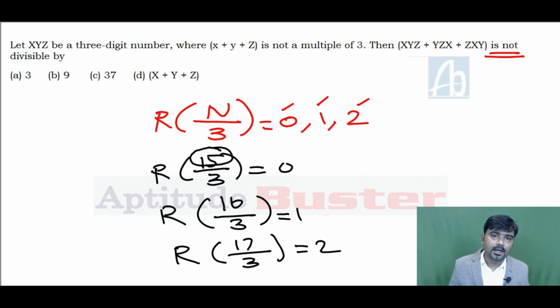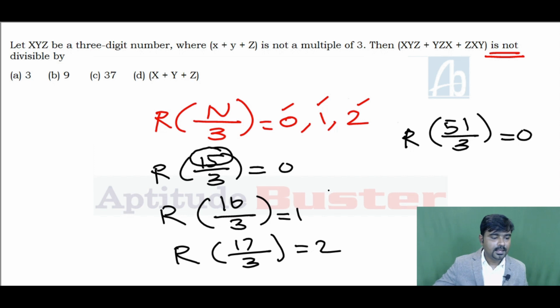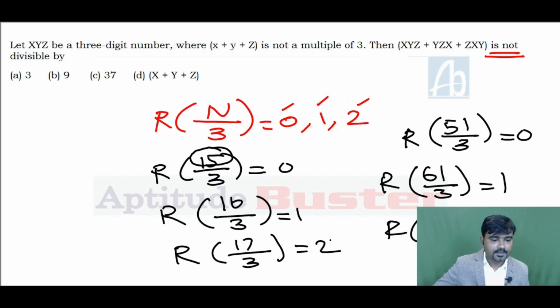If you rearrange the order, for example, instead of 15, if I take 51 divided by 3, the remainder is 0. If I take 61 divided by 3, the remainder is 1. Instead of 17, I take 71 divided by 3, the remainder is 2. If you rearrange the order also, there is no change in the remainder.